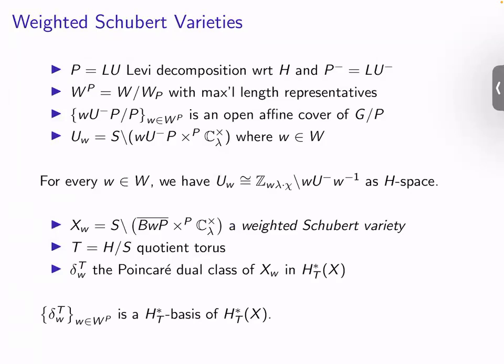Set T to be the quotient torus. So this is going to be the torus acting on the weighted flag variety, and it looks a lot like the normal torus acting on the normal flag variety. So the fixed points are indexed by the Weyl group, or W^P in the case of G/P.